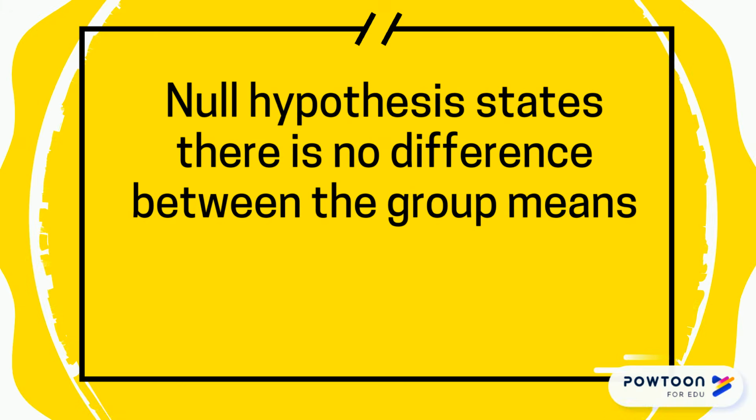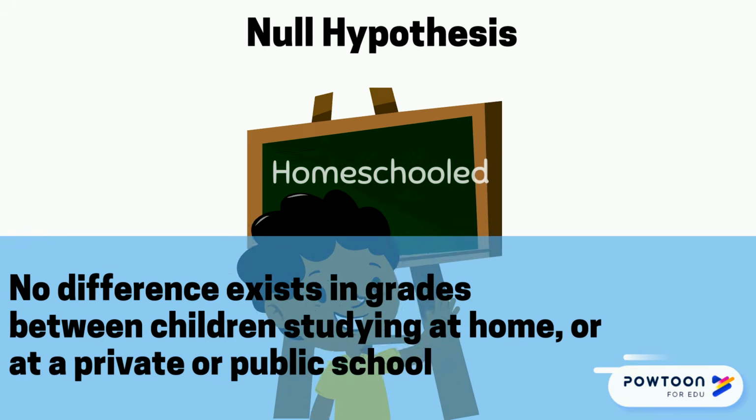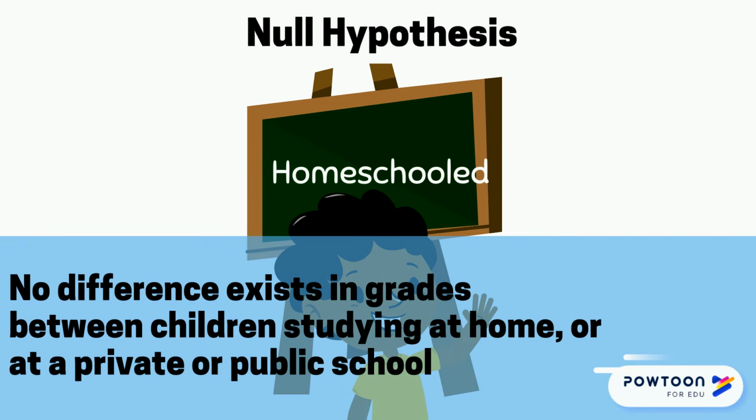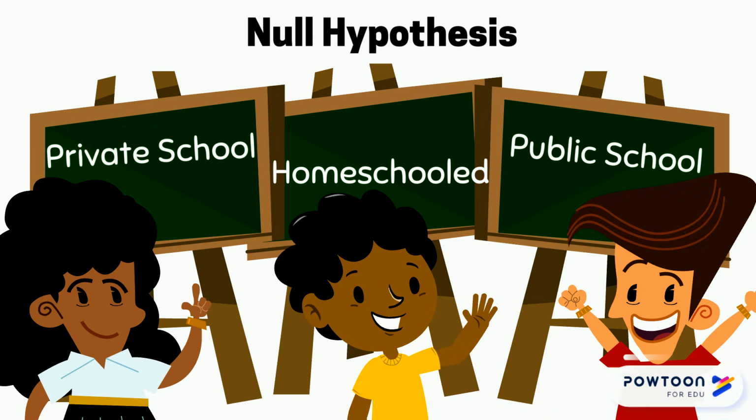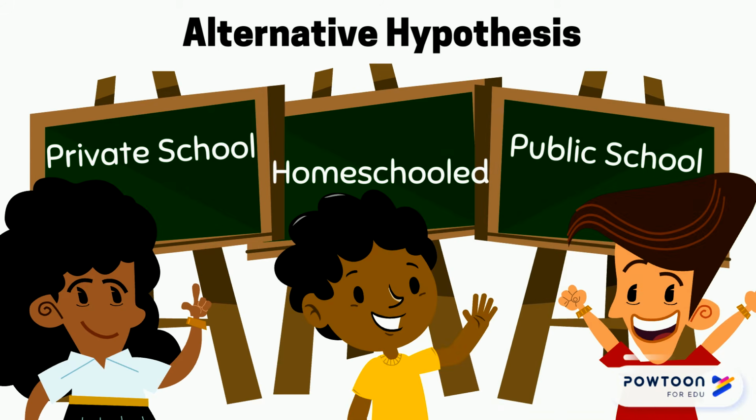The null hypothesis states there is no difference between the group means. For example, no difference exists in the mean test scores between children studying at home or at a private or public school. The alternative hypothesis states there is a difference in the mean test scores between three school systems.